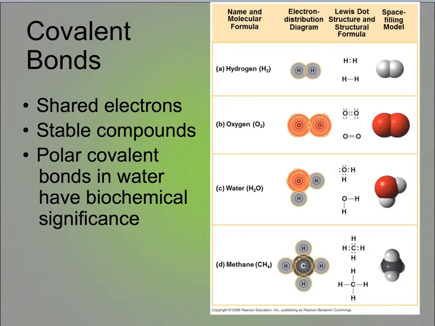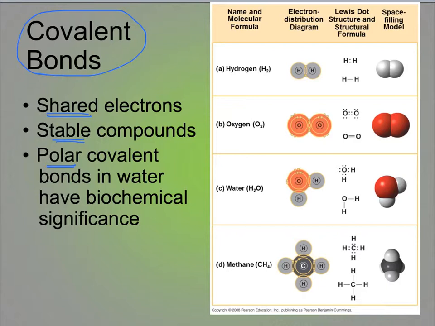And then you have your compounds, with ionic bonds and covalent bonds. In the covalent case, electrons are shared, or really more like fought over. Covalent compounds are more stable. They don't fall apart into ions, even though ions are extremely important when it comes to life. Covalent compounds are important because they don't fall apart. And then polar covalent bonds in water are very, very important. We'll get to that in a minute.